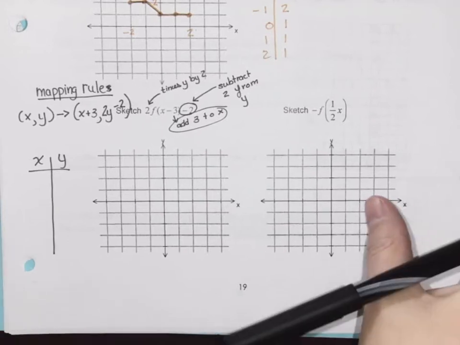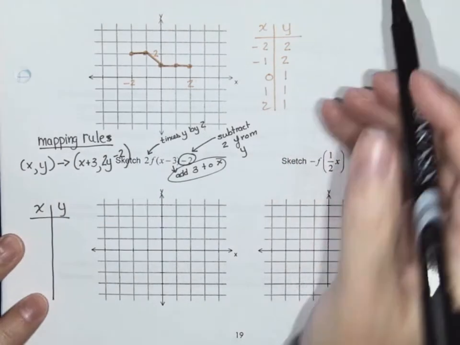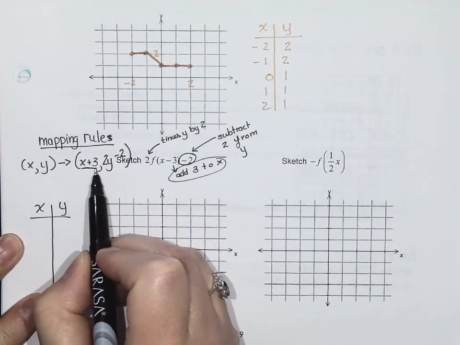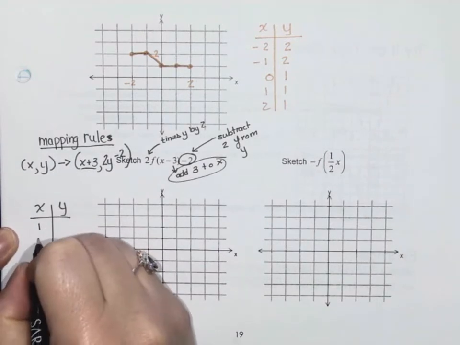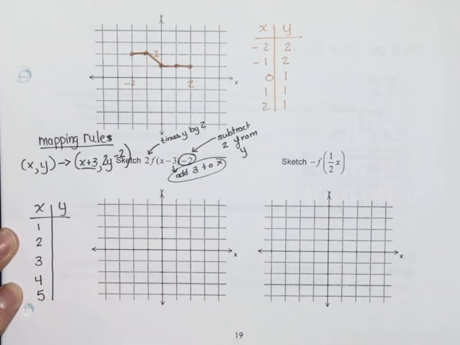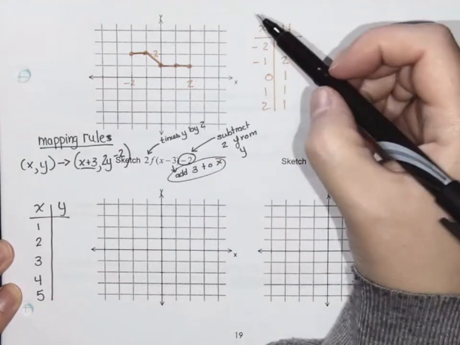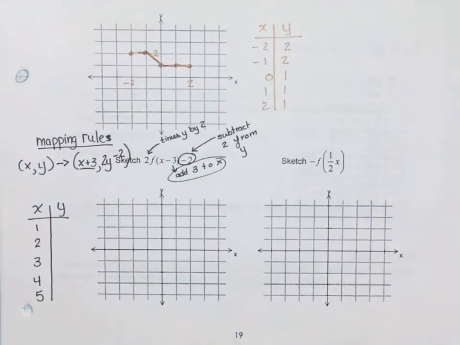Here's my original table. For the x's, the only thing I'm doing is adding 3. All I did was take these values and add 3 to them. So negative 2 plus 3 gave me a positive 1. Negative 1 plus 3 gave me a positive 2. Does that make sense to everybody? That's the only math I'm doing here.